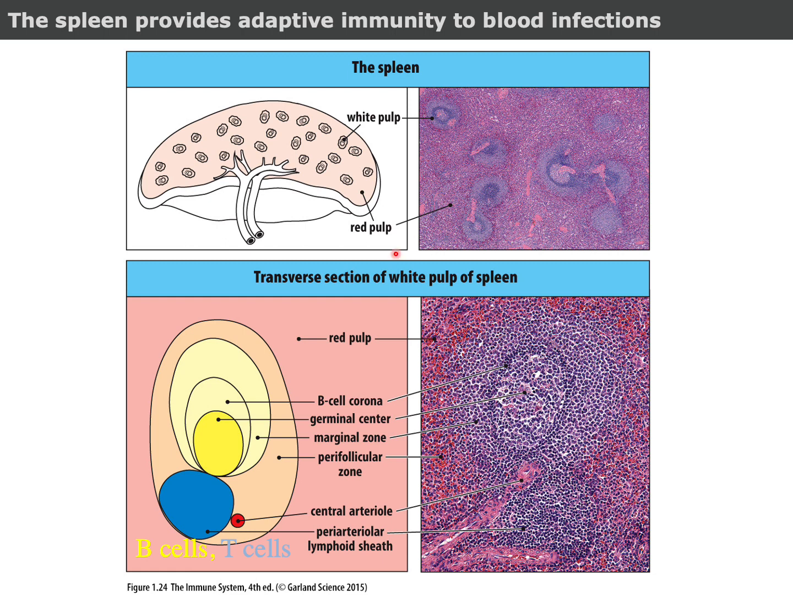And if you look at the transverse section of a white pulp, it looks very similar to a lymph node, right? We've got the T cell area in blue. We've got the B cell area in yellow. We've got germinal centers. We've got marginal zones. We've got these perifollicular zones. All of these are basically, if you want to think about them, mini lymph nodes that live in the spleen.